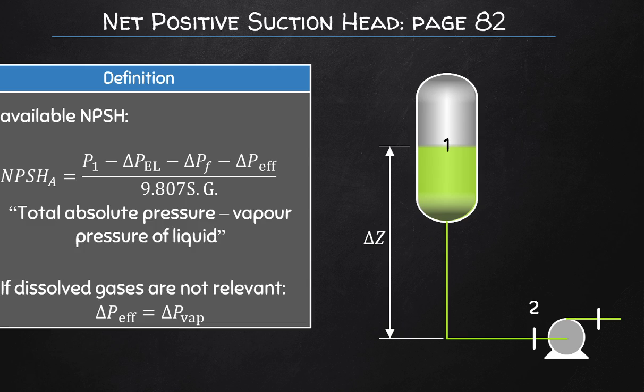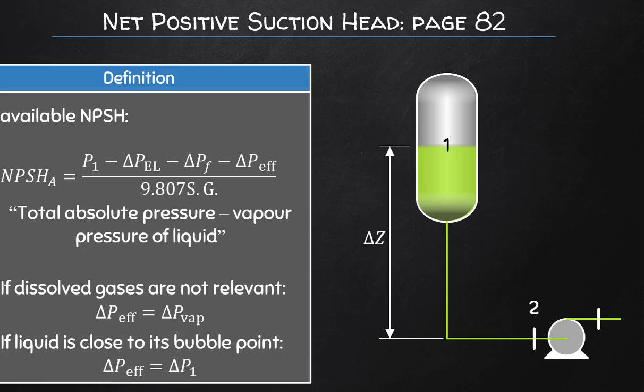So in other words, the net positive suction head is determined by the difference between the absolute pressure of the system minus the vapor pressure or effective pressure of the liquid. And this is important, remember, because the vapor pressure is also taken as an absolute pressure, not a gauge pressure. Now if there are only dissolved gases in the liquid, then the vaporization pressure is usually taken as the effective pressure instead.